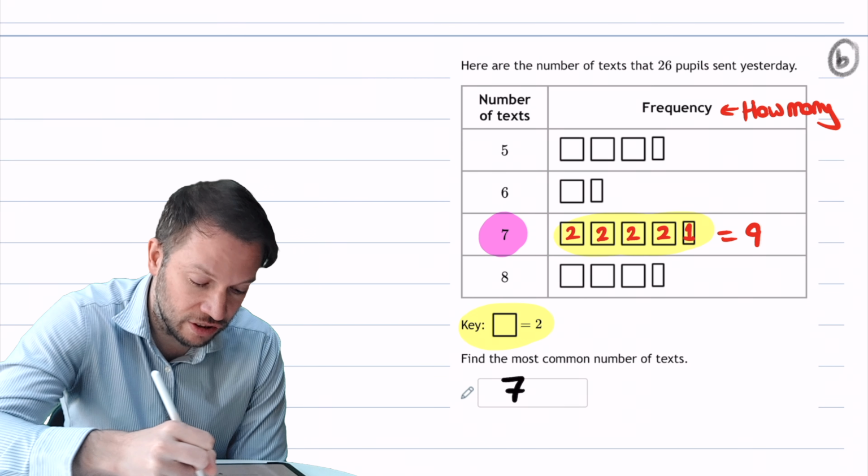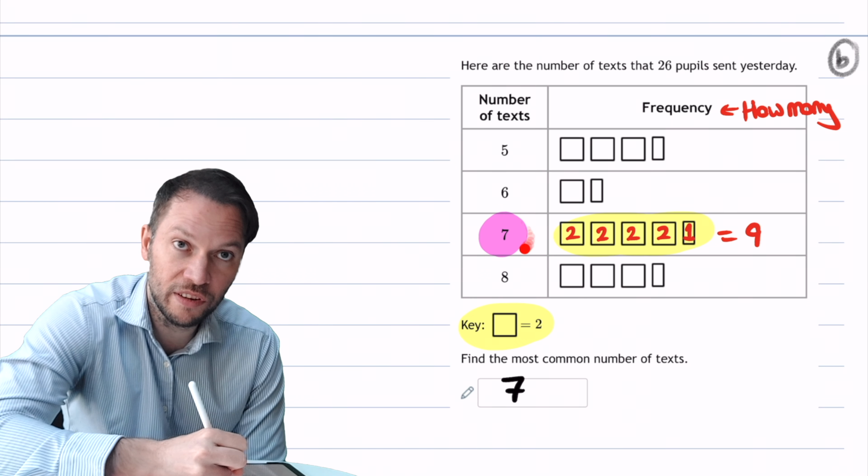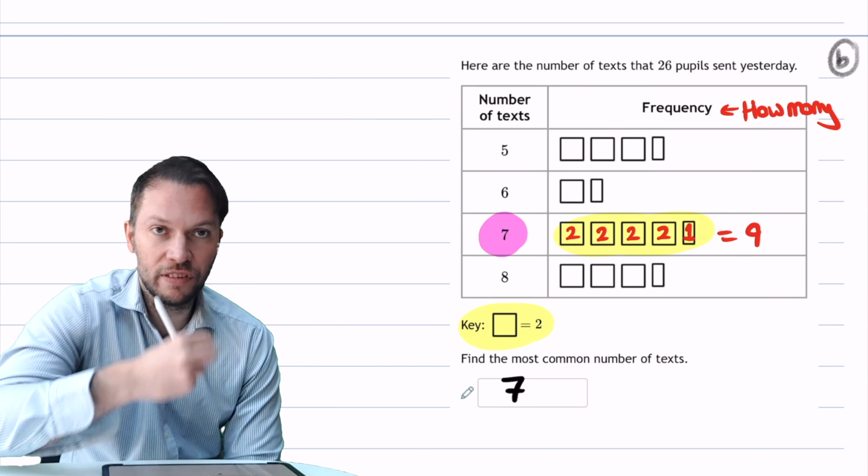But the question is just asking for the number of texts that were sent. There were 7 texts sent, that was the most common, and 9 people sent that number of texts.